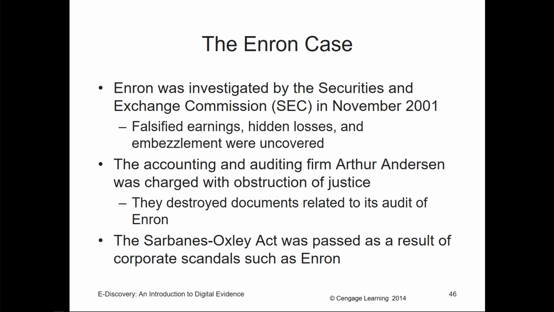Enron was investigated by the Securities and Exchange Commission, the SEC, and in November 2001, falsified earnings, hidden losses, and embezzlement were uncovered. The accounting and auditing firm Arthur Andersen was charged with obstruction of justice as they destroyed documents related to its audit of Enron. Because of that, we have SOX. This was passed as a direct result of corporate scandals such as Enron.